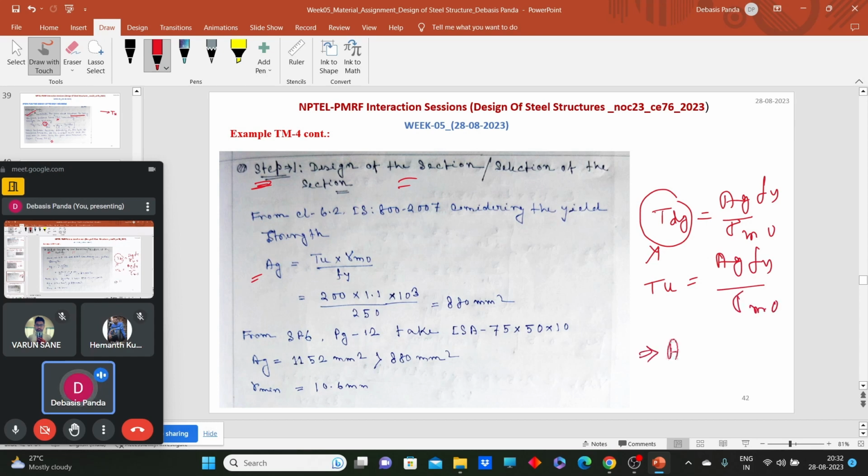So what will be the value of A_g? A_g will be T_u, the ultimate tensile load acting on this member, into gamma_m0 by f_y. Here I converted it to Newton, and f_y is 250. So the gross cross-sectional area required to carry that 200 kilonewton of load comes as 880 mm square. Now we need to select an angle section which will match a gross cross-sectional area of 880 or more. So go for SP6.